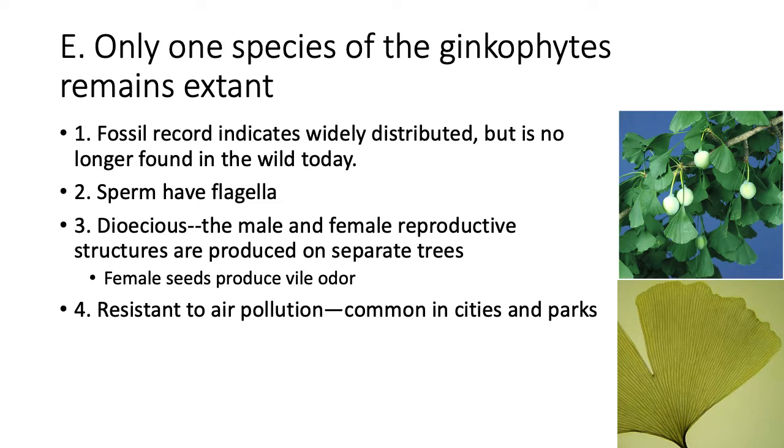The sperm also have flagella, so we're still somewhat tied to water. But one thing about the ginkgos is that they are dioecious, which means they have male and female reproductive structures produced on separate trees. Separate trees. So there's like a male tree and then a female tree. Okay, that's what that means.